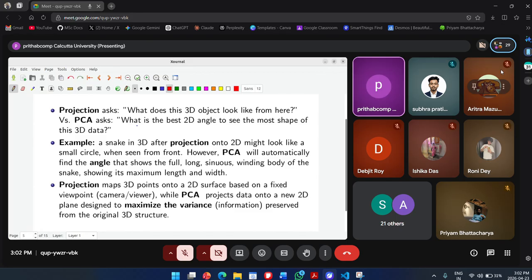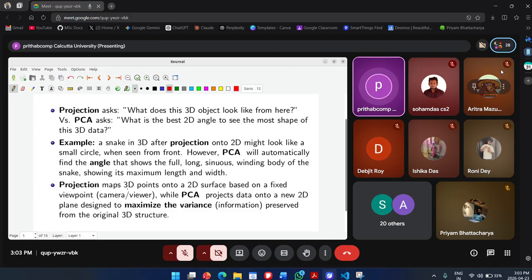Okay. Yes. So a simple example is like this. A snake in 3D. A snake is identified by giving some 3D data points. After projection onto 2D, it might look like a small circle when seen from a certain point, let's say from the front. But if you apply PCA, it will automatically find the angle that shows the full long, snaky body of the snake, showing its maximum length and width. This maximum length and width, we are talking about in terms of maximum variance. Okay.